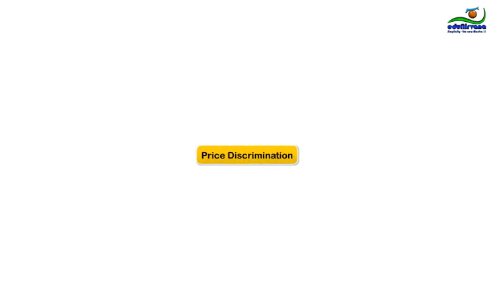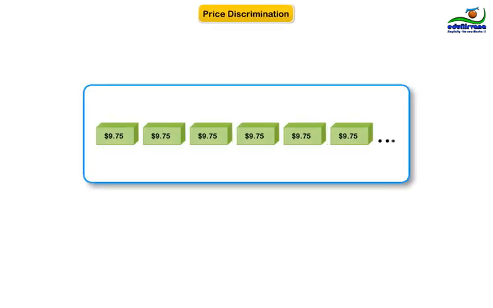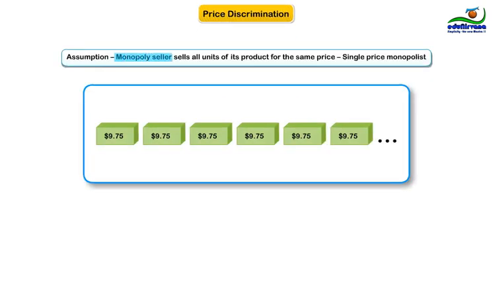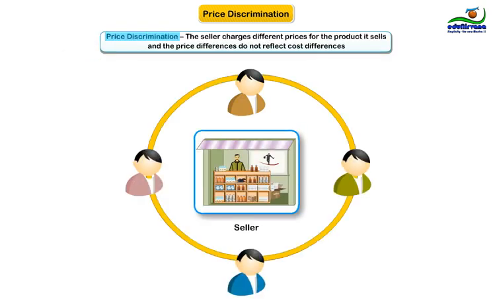Now let me tell you one last thing about monopoly. That is price discrimination. Now what is that? We have assumed that the monopoly seller sells all units of its product for the same price. It is a single price monopolist. However, under certain conditions, a monopolist could practice price discrimination.